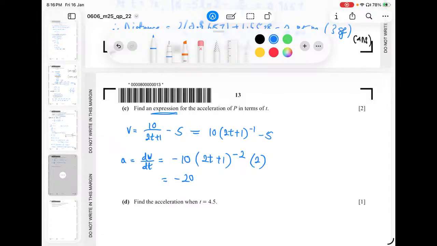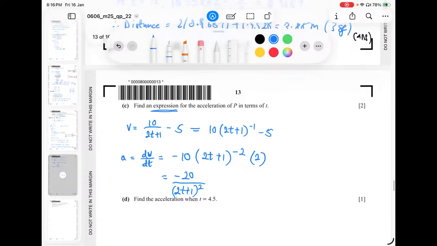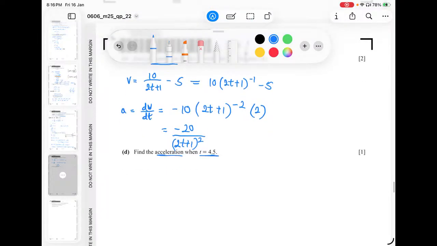Then negative 5 when you differentiate is going to be 0. So you can just leave it at that, 2t plus 1, you can write it in this form. That's your acceleration. Acceleration when t is equal to 4.5 is straightforward. So when t equals 4.5, a is going to be negative 20 over (2 times 4.5 plus 1) squared. Negative 20 over 9 plus 1, which is 10 squared, which is going to give you negative 1 by 5.